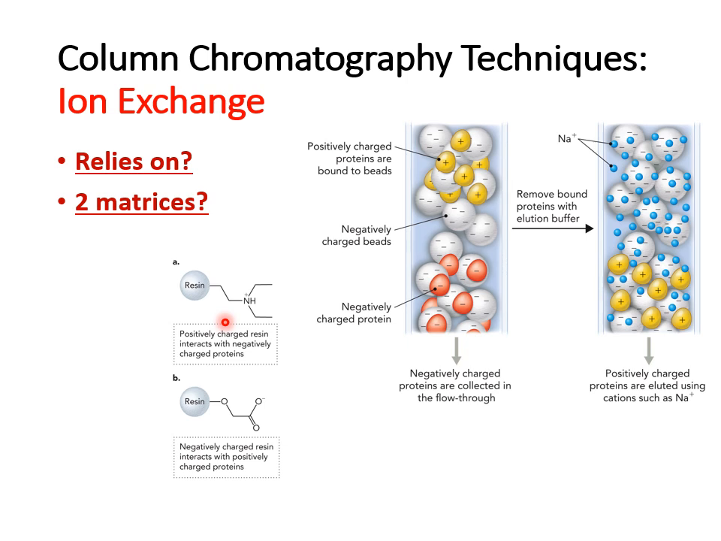You'll see it written out on the next slide, which is DEAE. And with that, the other one, if there is a negative charge on the resin, it's going to bind positive proteins, and positive we call cation. So that's a cation exchange matrix, a CMC.